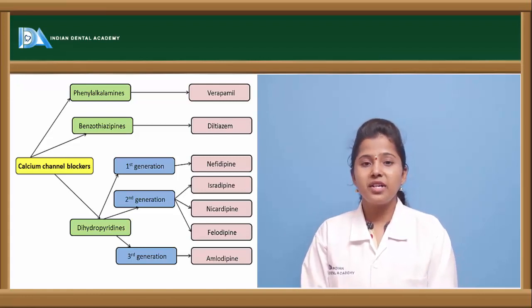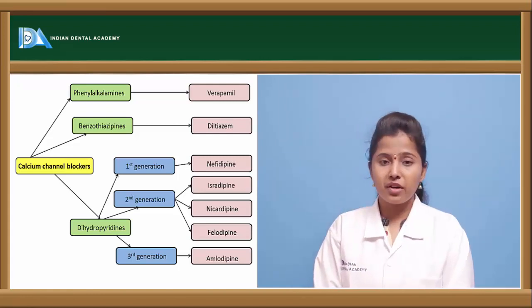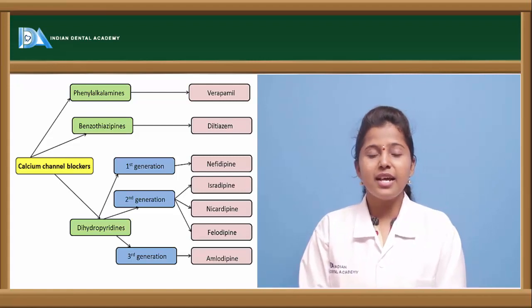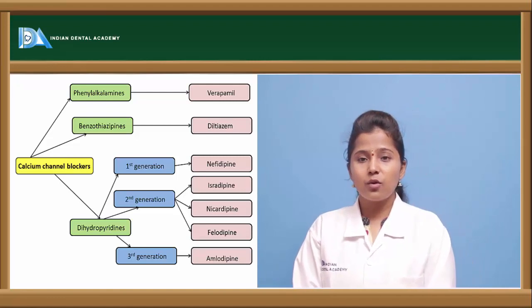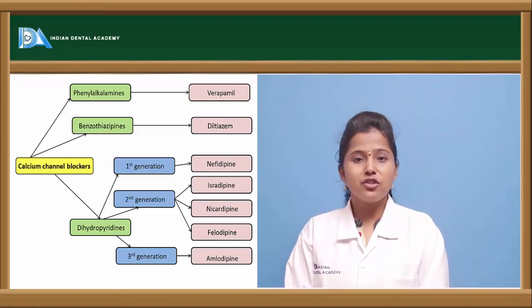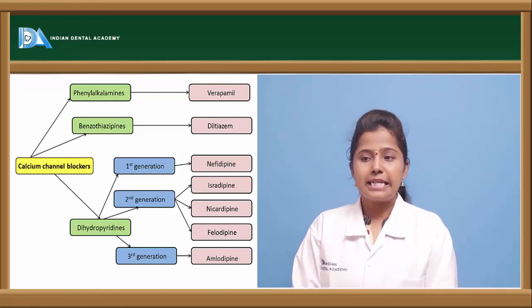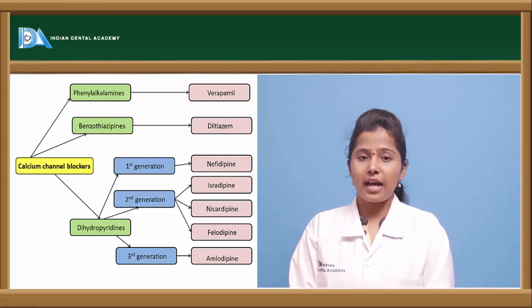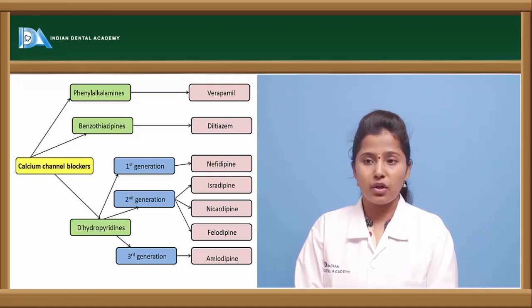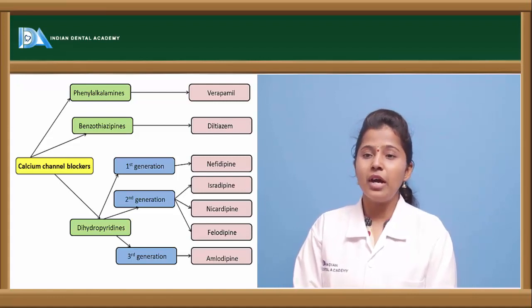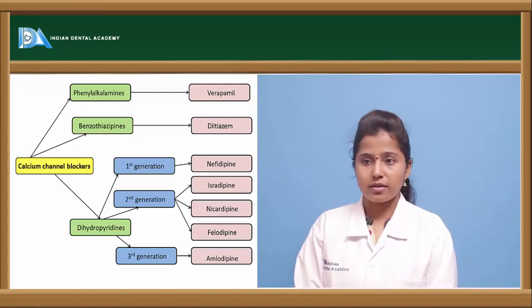In dihydropyridines, there are three generations of drugs: first generation, second generation, and third generation. First generation includes nifedipine, second generation drugs include isradipine, nicardipine, and felodipine, and the third generation includes amlodipine. This is the classification of calcium channel blockers.